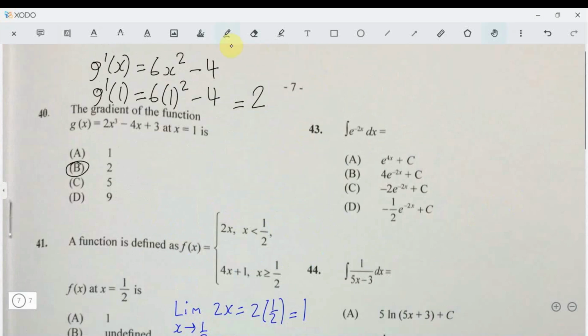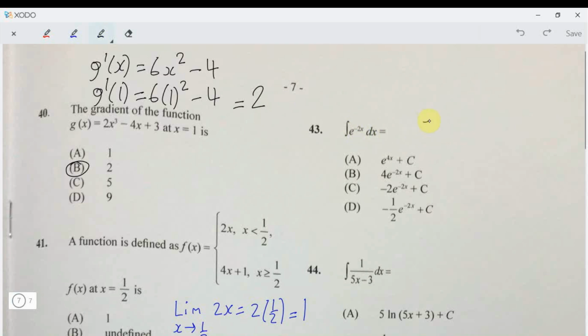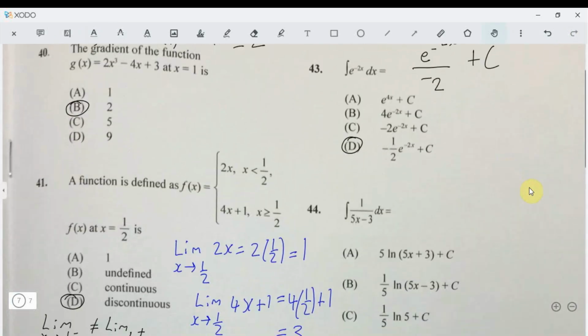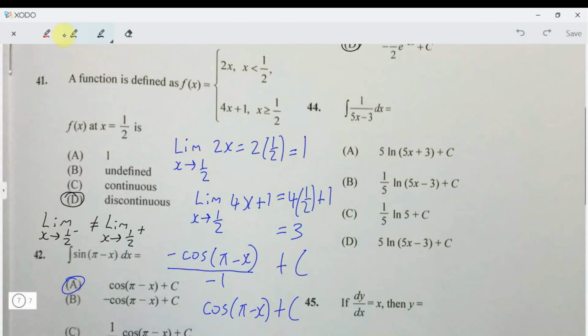Number 43. Now the integral of e to the minus 2x, that's just going to be e to the minus 2x. Then you divide it by minus 2 plus some constant c. So that's e to the minus 2x over negative 2 plus some constant c. That's option D.